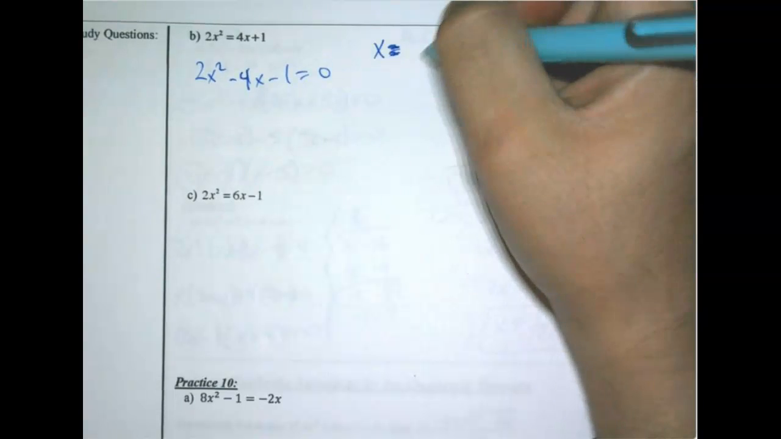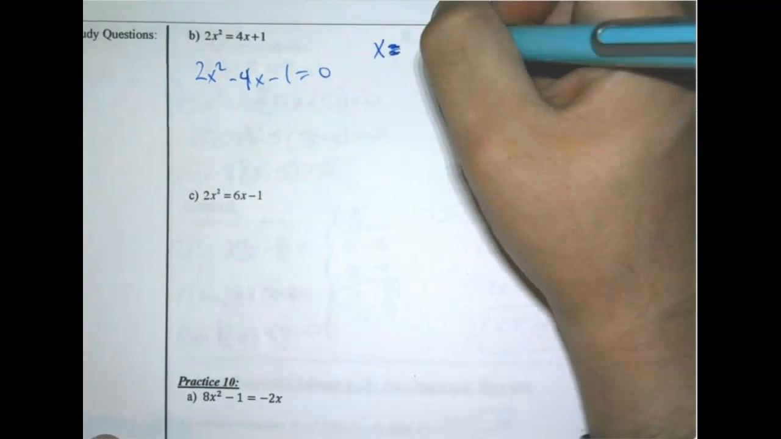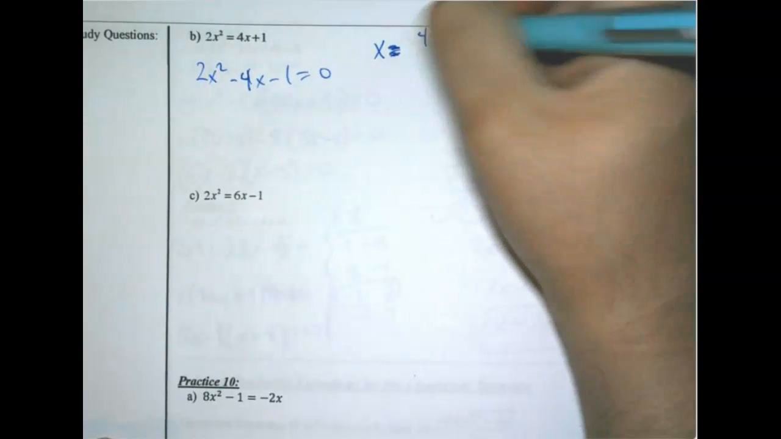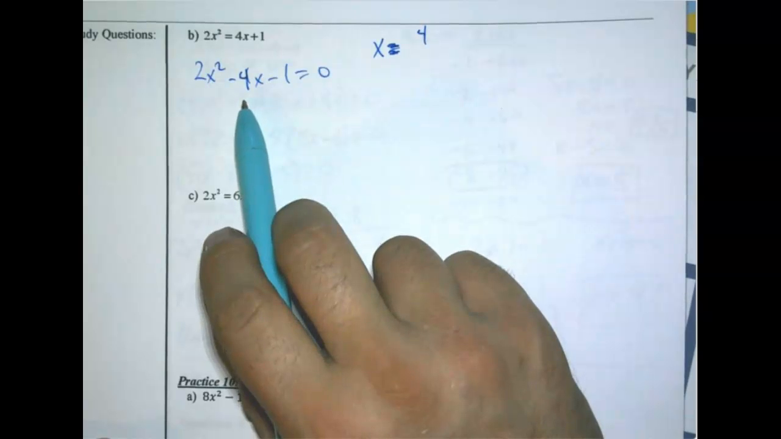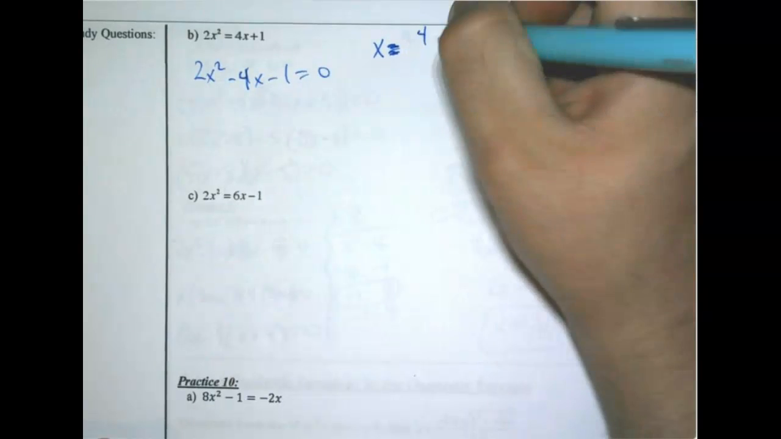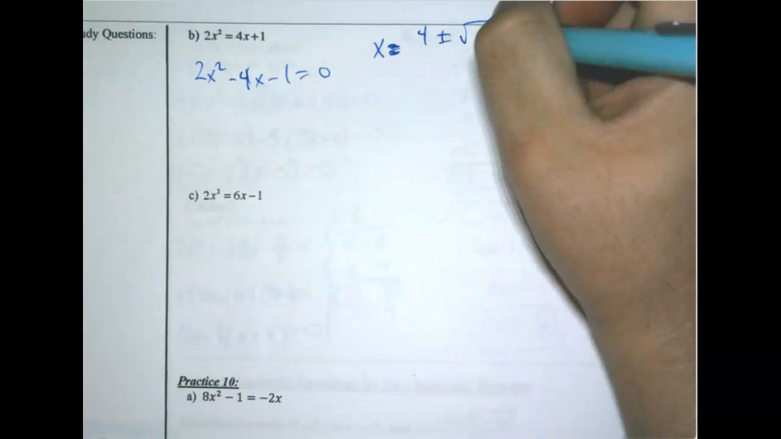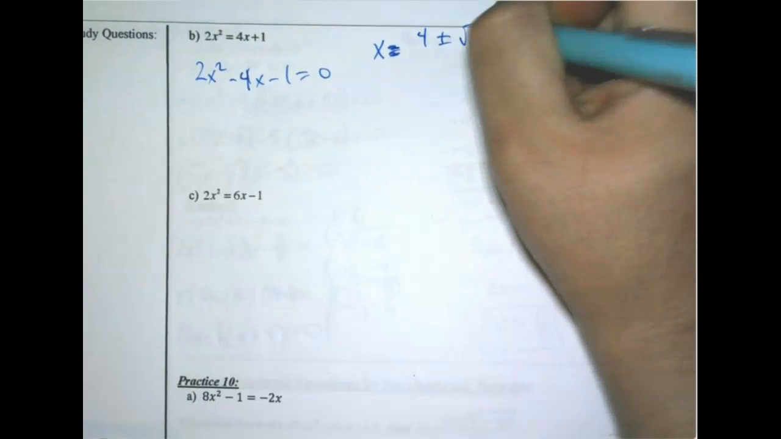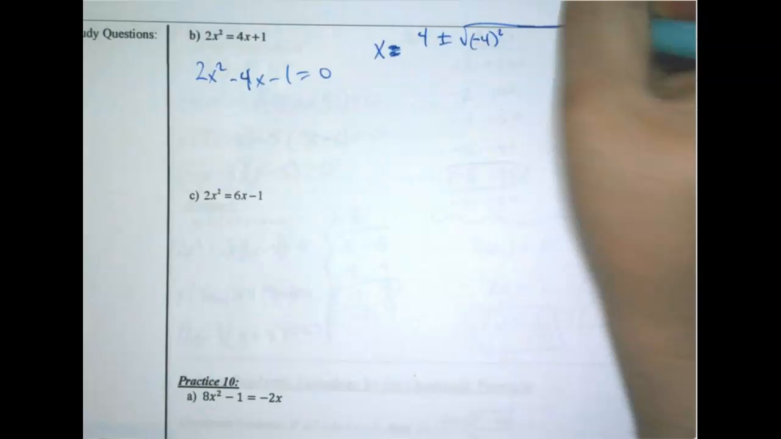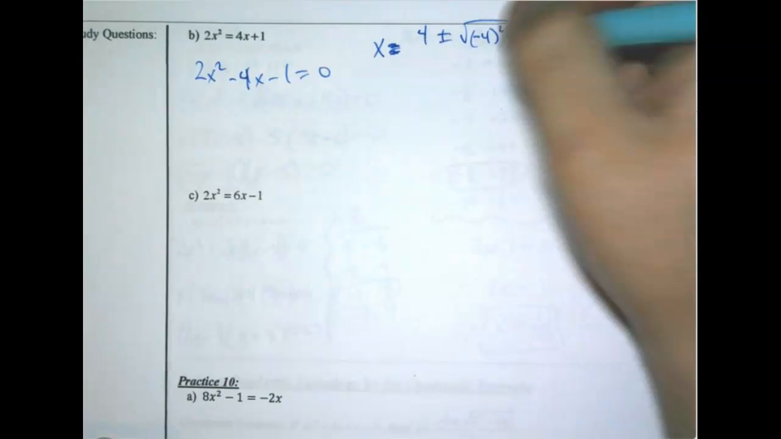The answer should be the same. So x equals, remember, negative b. B is negative 4, so negative b would make positive 4. Think about that. B is negative 4, so negative b is positive 4. Plus or minus the square root of b squared, that's negative 4 squared. So you're squaring the whole negative 4 on that one.